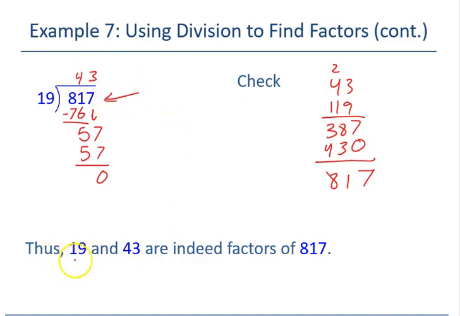So that's what it's saying. Thus, 19 and 43 are indeed factors of 817. And factors means I can just take these numbers, multiply them together, and get 817. Or I could have also divided 817 by 43, and I would have gotten 19. Okay, so that's how you can find out if something is a divisor or a factor of a number. Remember, you've got to get back to a remainder of 0. There can't be any sort of remainder left.